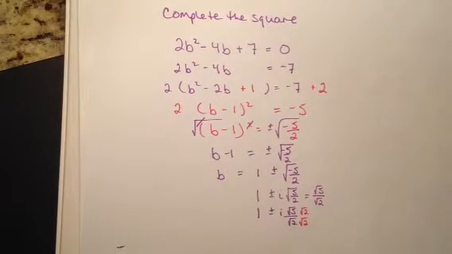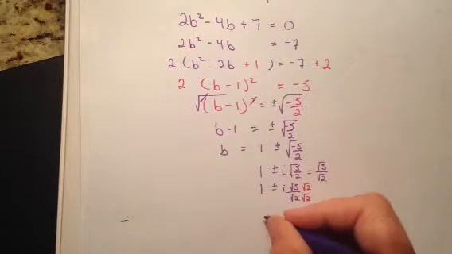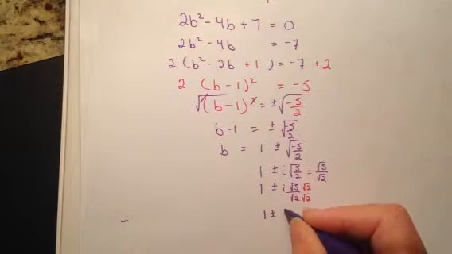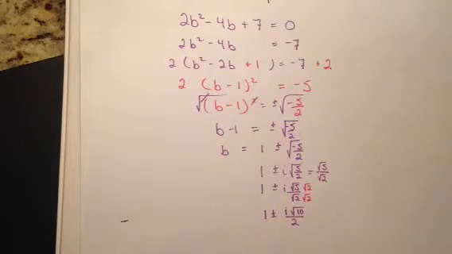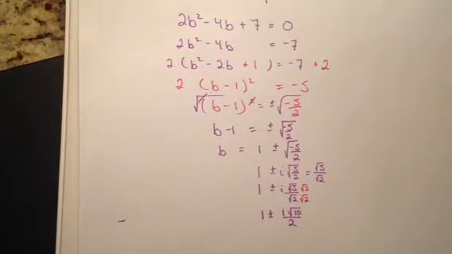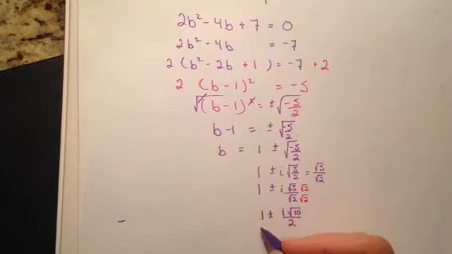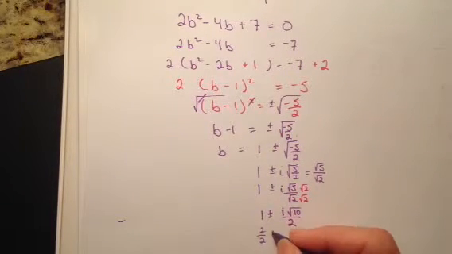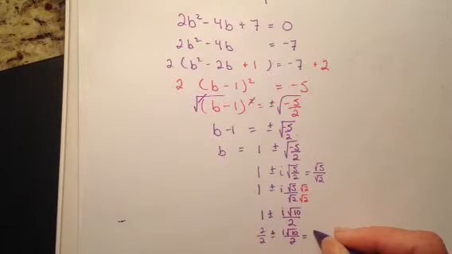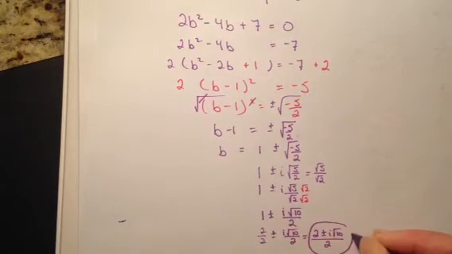And last but not least, I get 1 plus or minus i root 10 all over 2. 2 times 5 is 10. And then the other thing I can do is this 1 I can also turn into 2 over 2, right? Isn't that another way of writing 1? Plus or minus i root 10 over 2. And I can simplify that in the numerator to be 2 plus or minus i root 10 all over 2. And that is my final answer.